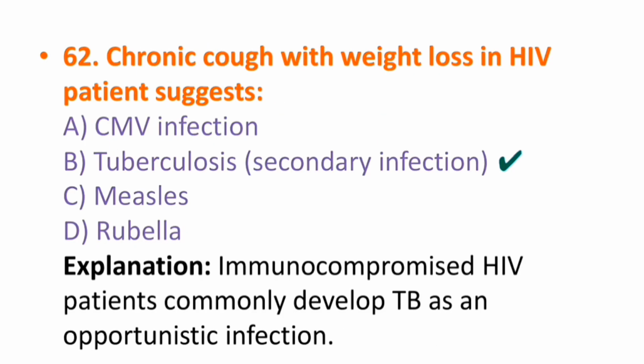Chronic cough with weight loss in HIV patients suggests option A, CMV infection, option B, tuberculosis secondary infection, option C, measles, option D, rubella. The correct answer is option B, tuberculosis. Immunocompromised HIV patients commonly develop TB as an opportunistic infection.